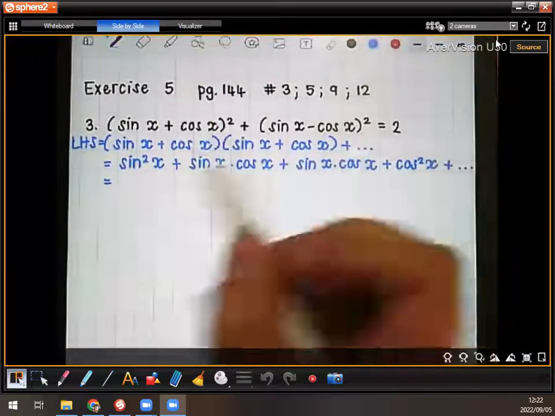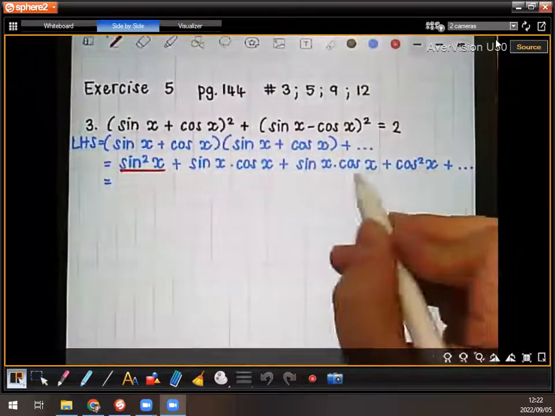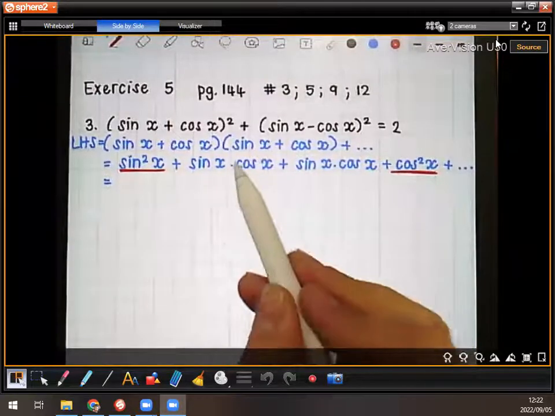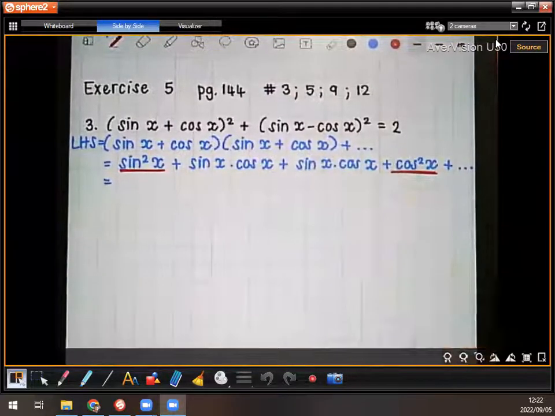Now guys, what do we see here? Cos squared x plus cos squared x. They don't have to be written next to each other, guys. They can be separate. It's two terms, right? Sin squared x plus cos squared x. Those two you can put together as one and turn it into one. Right? Because that's the first identity. And what is sin x cos x plus sin x cos x?